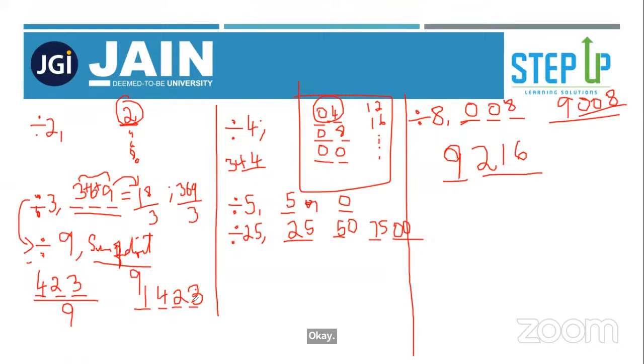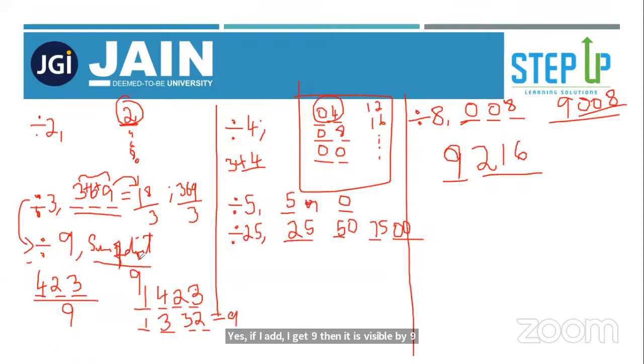What about 1332? 1, 3, 3, 2, that gives 9. Yes. If I add, I get 9, then it is divisible by 9. Okay.